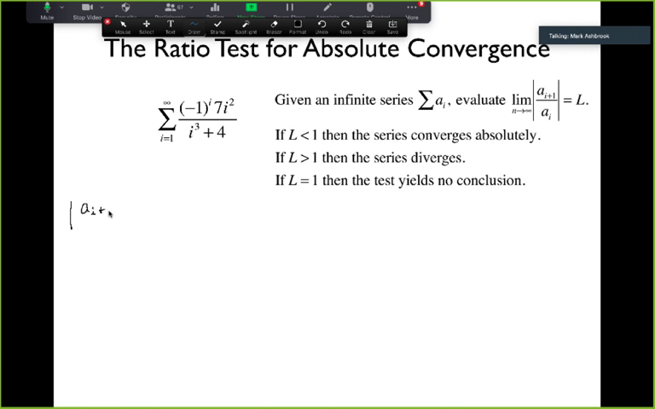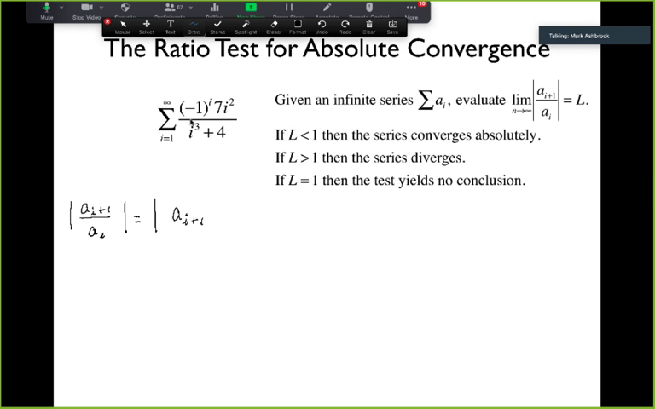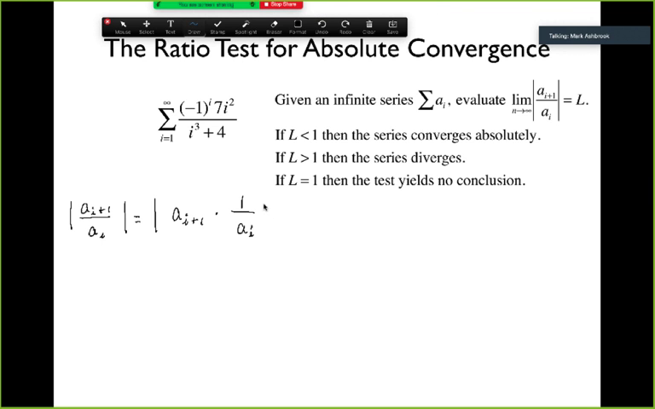Remember what I said last time: instead of starting by writing it as a fraction like this, which you can do, it's just easier to start by writing it as the product of the i plus first term times the reciprocal of the ith term. So we can always start that way, and it saves a lot of writing at the beginning.